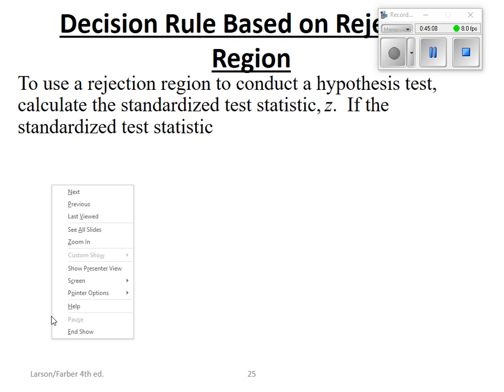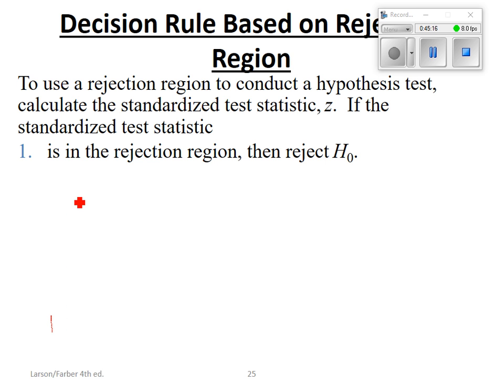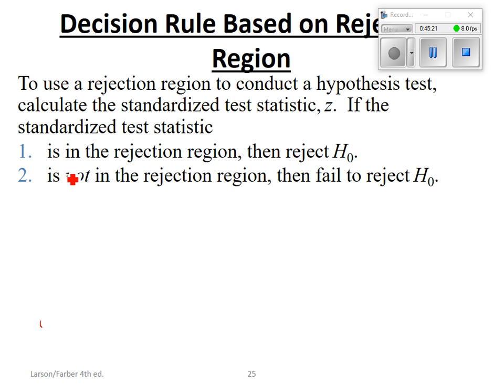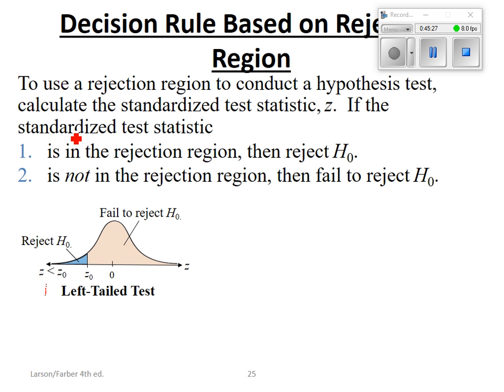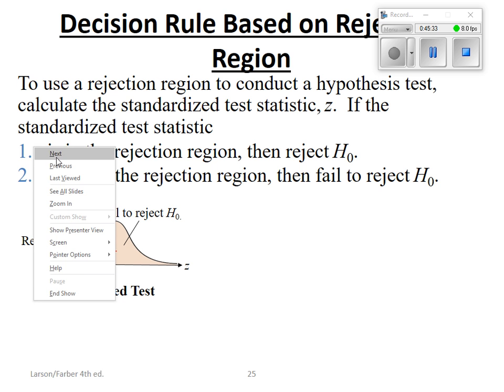To use rejection regions, conduct a hypothesis test and calculate the standardized test statistic Z. If the standardized test statistic is in the rejection region, then you reject the null. If it's not in the rejection region, then you fail to reject the null. We've been talking about that the whole time. So if it falls in here, we reject it. If it falls out here, we fail to reject it.